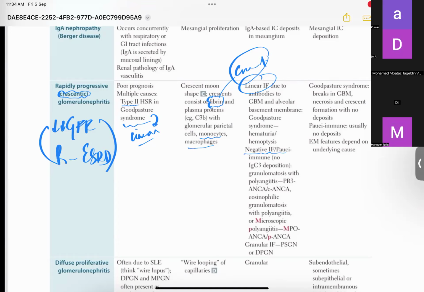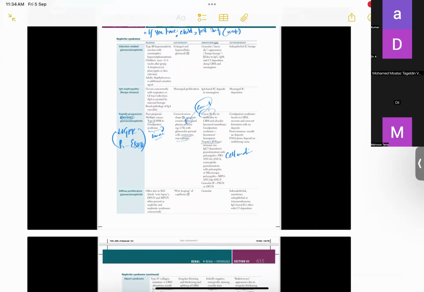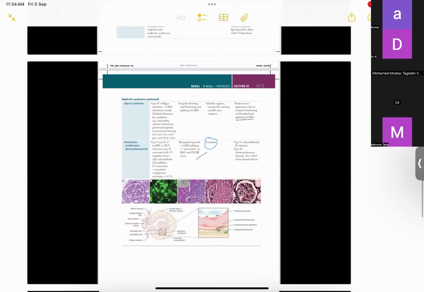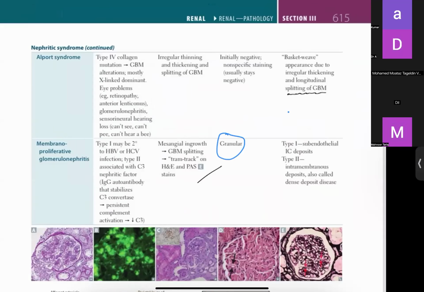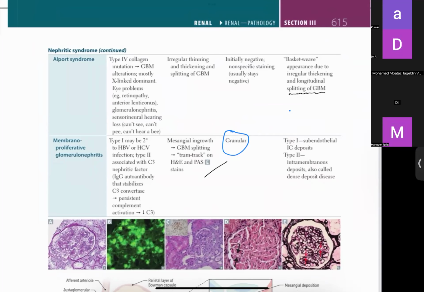Negative for post-immune. Why is it negative in vasculitis? Because it is cell mediated. The cells are causing the problem, not the antibodies and antigens. So I think you have got this one also. Alport we have discussed.